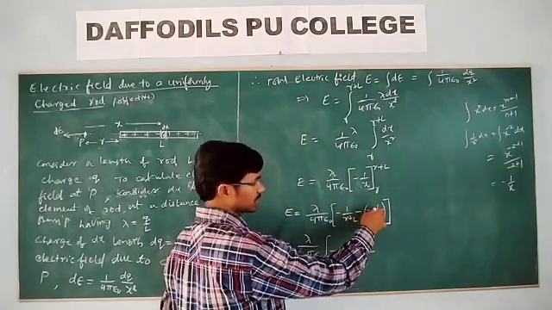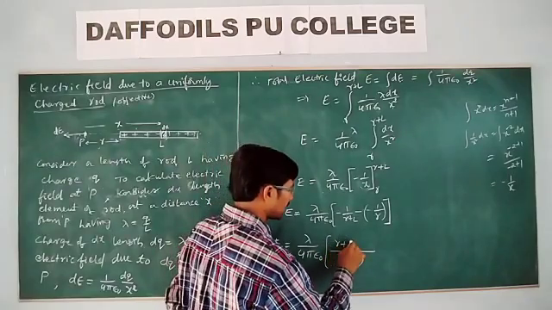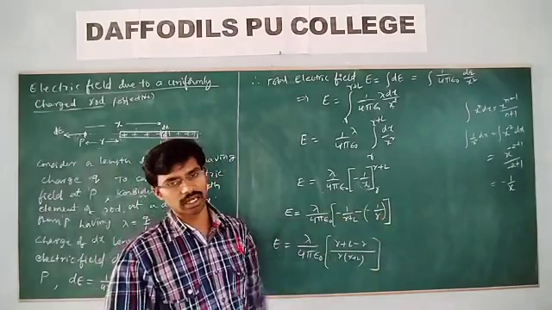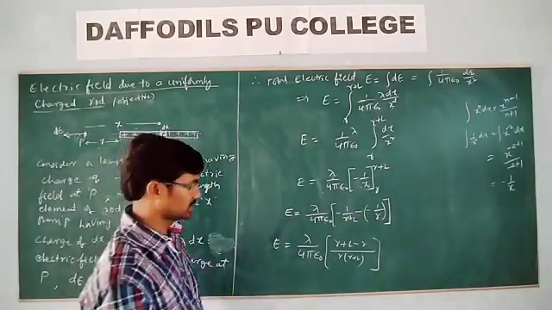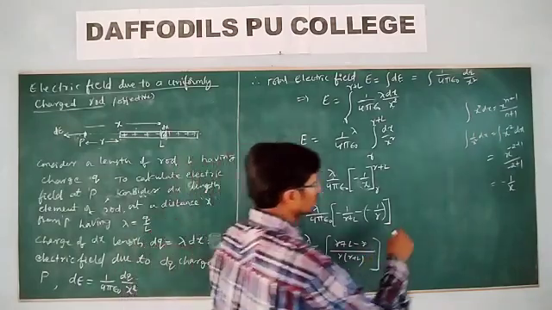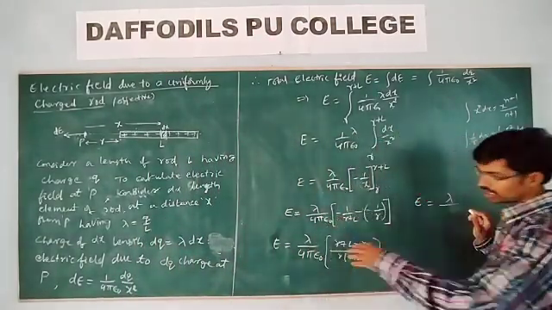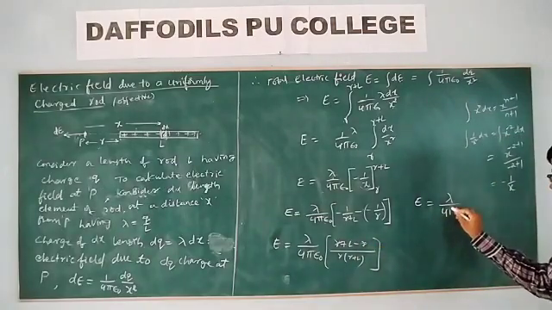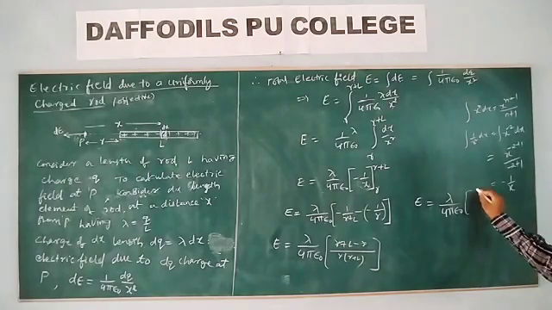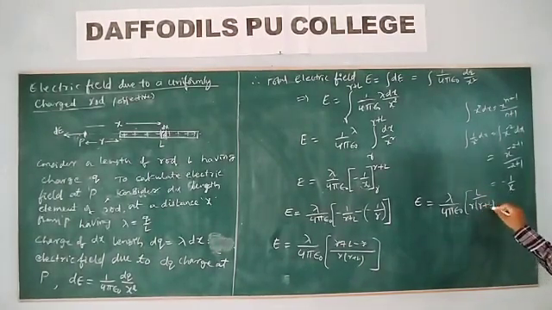LCM. Minus here 1 minus 1. Then R plus L minus R. 1 by R minus 1 by R plus L. R plus L minus R. What you have remaining? Therefore, E is equal to lambda by 4 pi epsilon naught into L by R into R plus L.